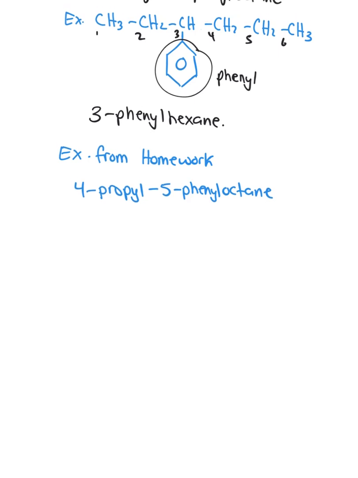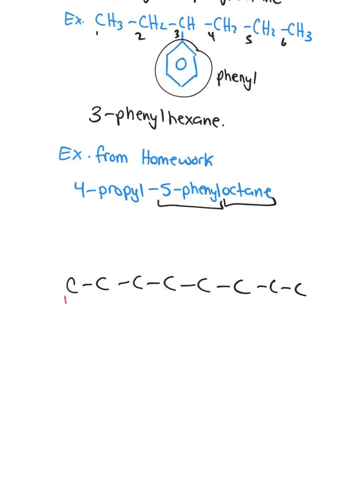The last example is from your homework. It is 4-propyl 5-phenyl octane. So I start out by drawing the parent chain, which has 8 carbons on it. 1, 2, 3, 4, 5, 6, 7, 8. And I have a phenyl group on the 5th carbon.